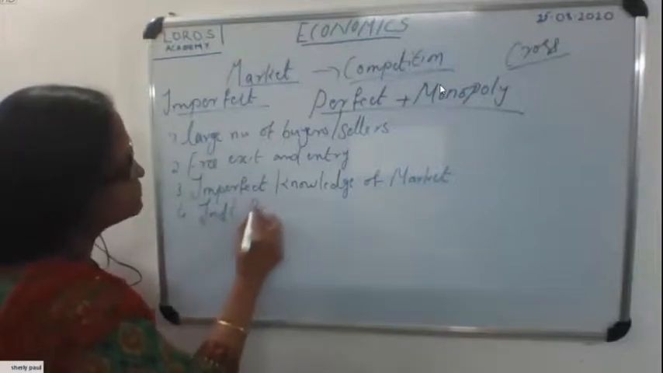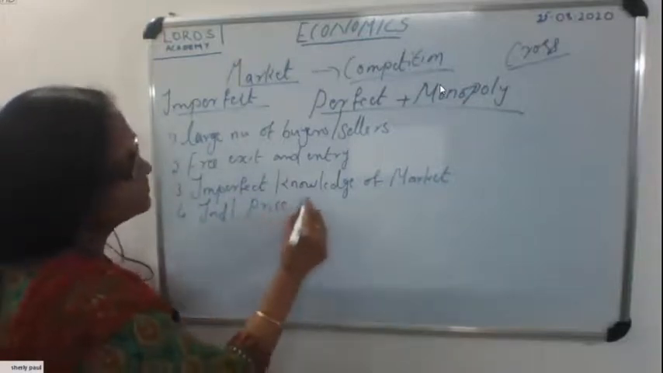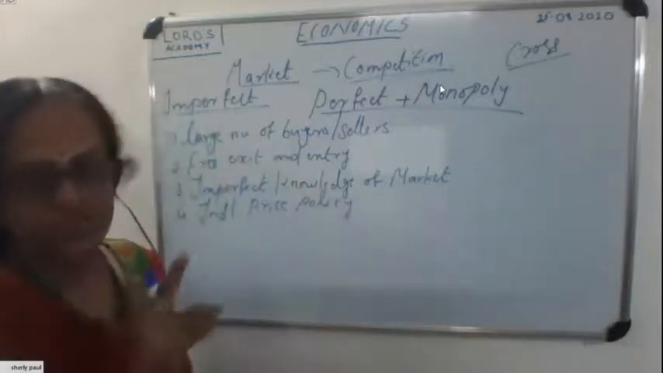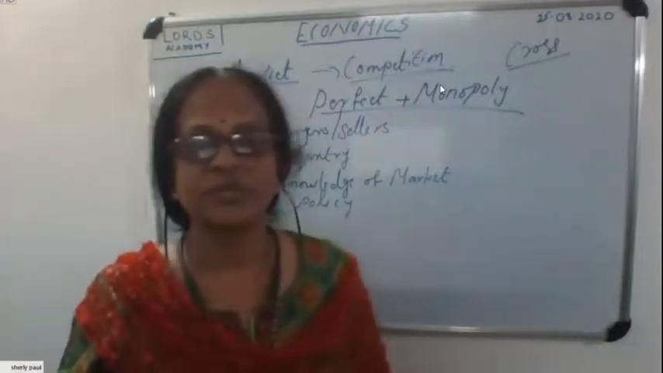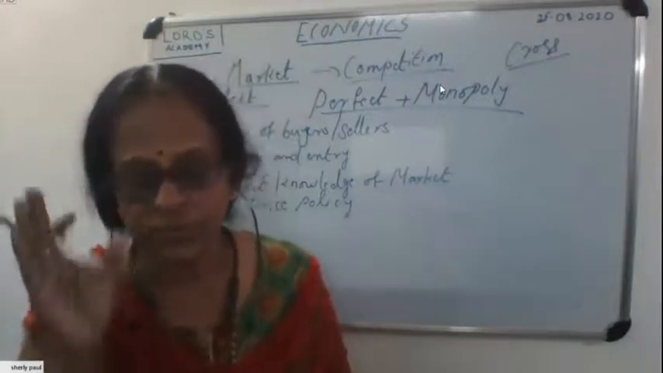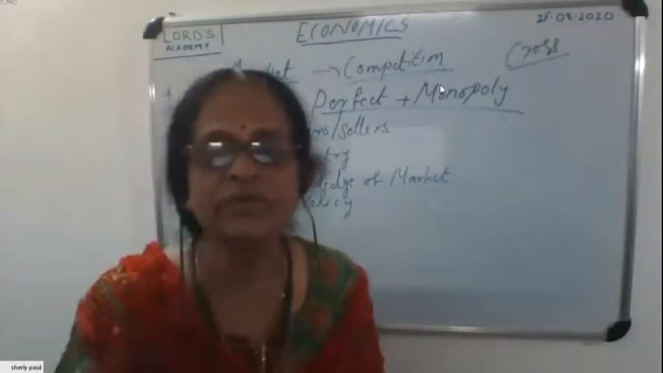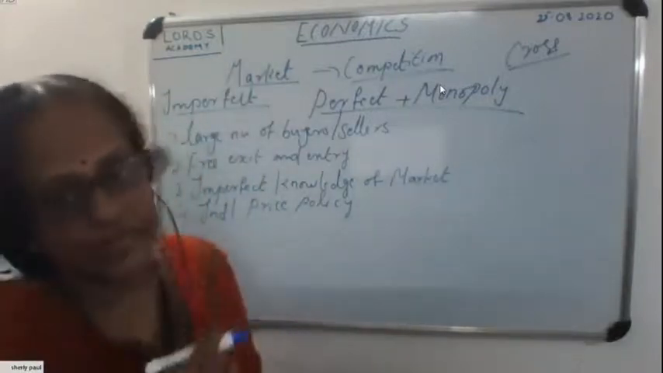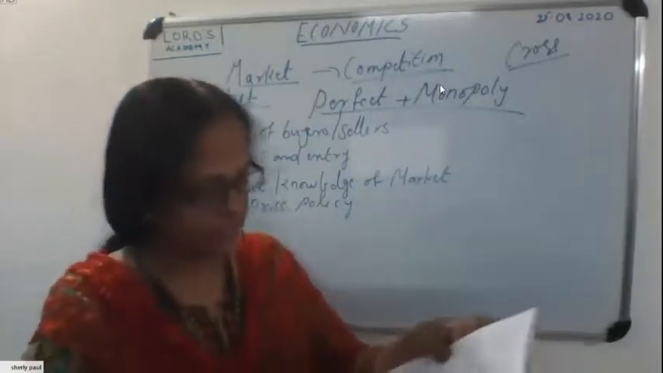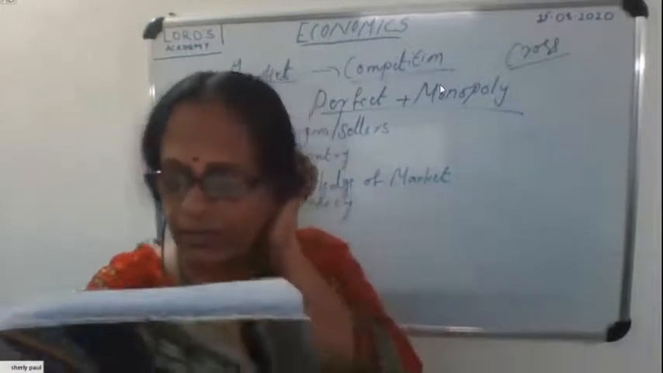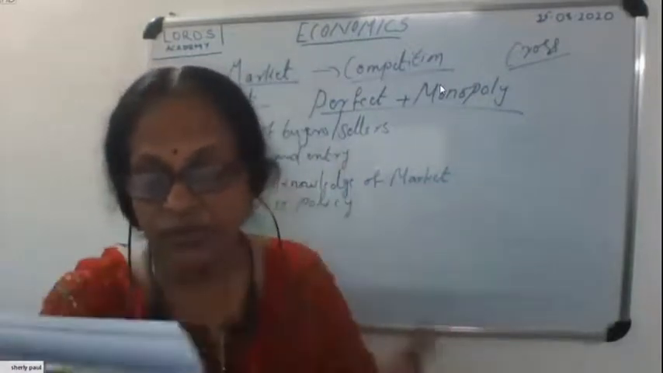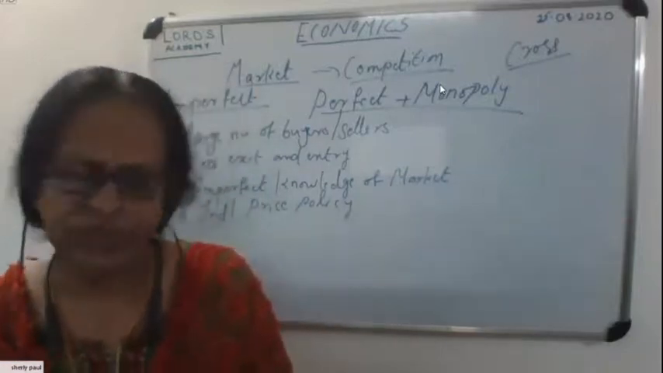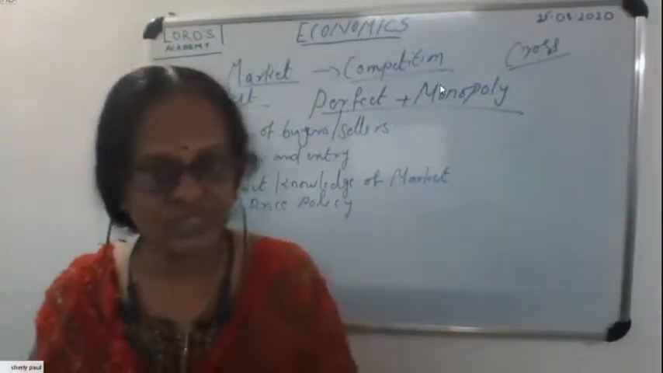Individual price policy. What we studied in perfect competition is not at all an individual price policy. The price is fixed in the market, and everyone has to follow it. Here, individual sellers and producers can fix the price. Under monopolistic competition, every firm may have its own price policy. They can decide the price, but there should not be too much variation.